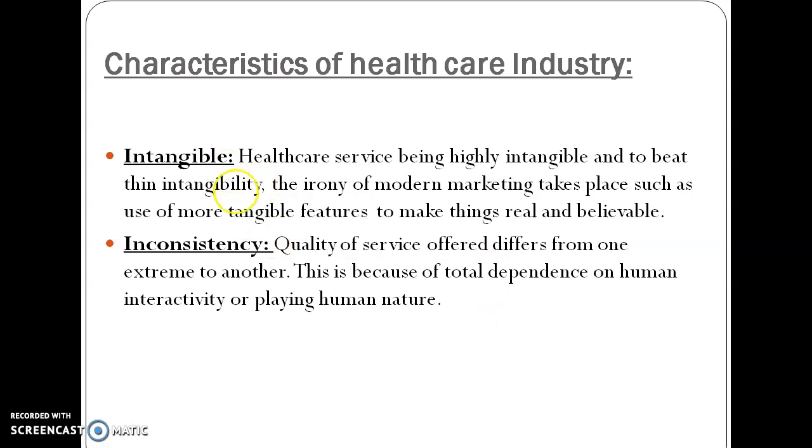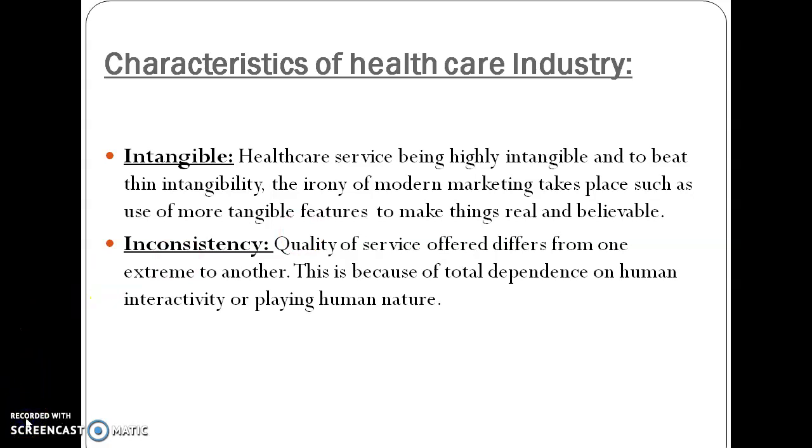The second characteristic is the inconsistency. We have to realize one thing, that the customers that we serve in the healthcare industry are mainly the patients, and each patient is unique in itself, with their own needs, demand, their own diagnosis, having their own set of unique symptoms, signs, and also a different kind of psychological state. So the quality of service that is being offered differs from one extreme to another extreme.